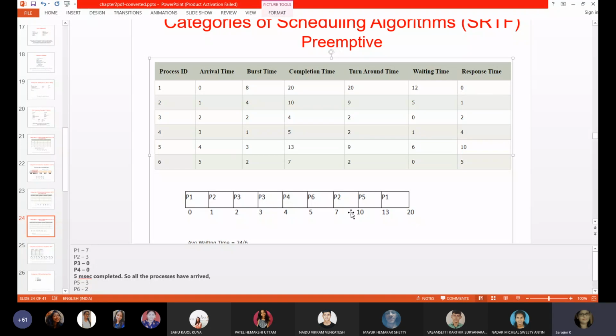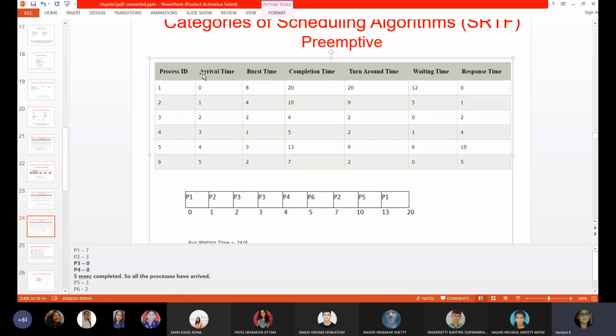P2's completion time is 10. P3's completion time is 4. P4's completion time is 5. P5's completion time is 13. P6's completion time is 7.